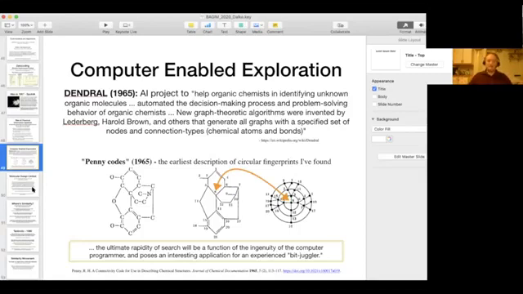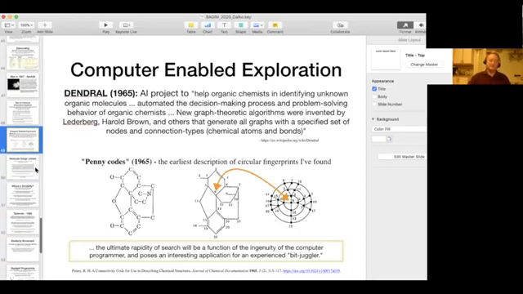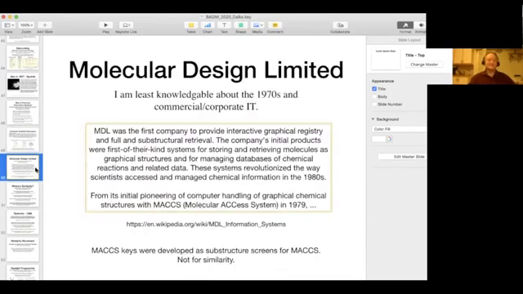And I love this one, a paper from 1965. It's a circular fingerprint. They're called penny codes, and they're influential because I see like Michael Levitt's PhD thesis is talking about penny codes in the 70s. And you look at that and go, yep, that's penny codes, and there's a canonical penny code. And I love this quote in the bottom. The ultimate rapidity of search will be a function of the ingenuity of the computer programmer and poses an interesting application for an experienced bit juggler. I have a software product that searches like the RDKit generated circular fingerprints, and it does a lot of bit juggling. So I just love that quote.